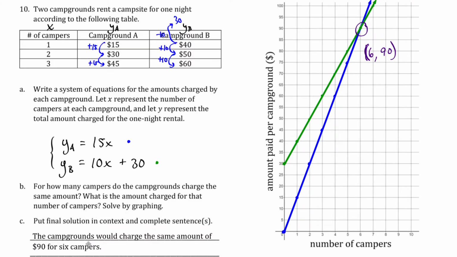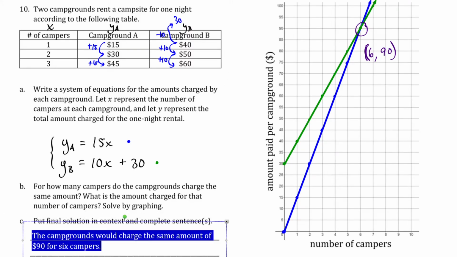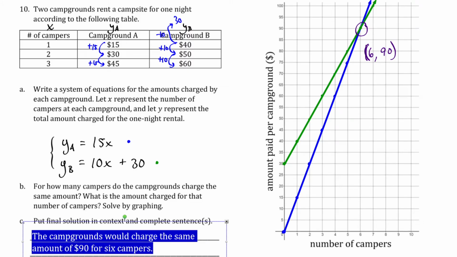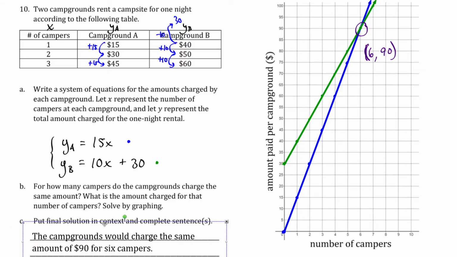Okay. And not perfect. But the campgrounds would charge a total of $90 for 6. There we go, that's a little better. $90 for 6 campers. X was the number of campers. If X equals 6, then Y would equal 90 in both of these, and that's where you'd be charging the same amount. And the graph shows that one here. So we didn't solve algebraically.